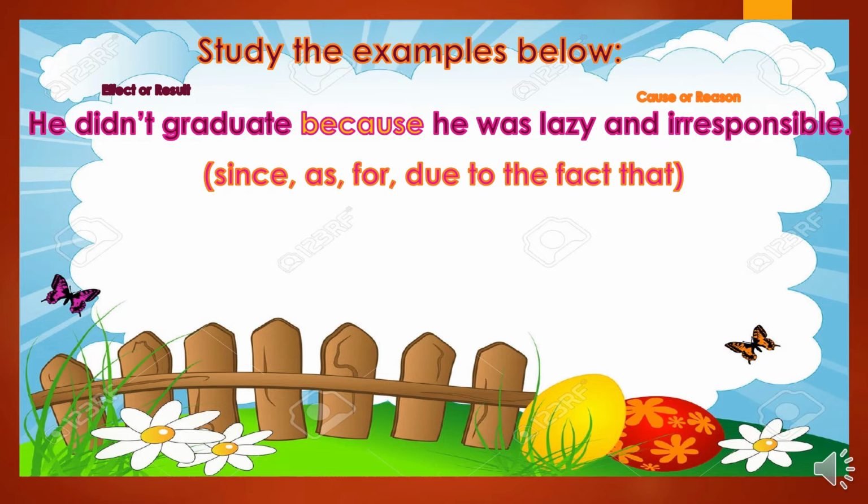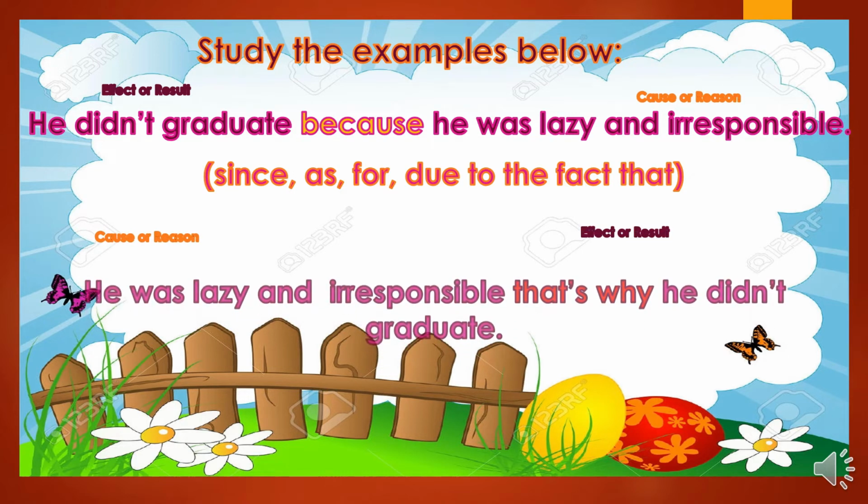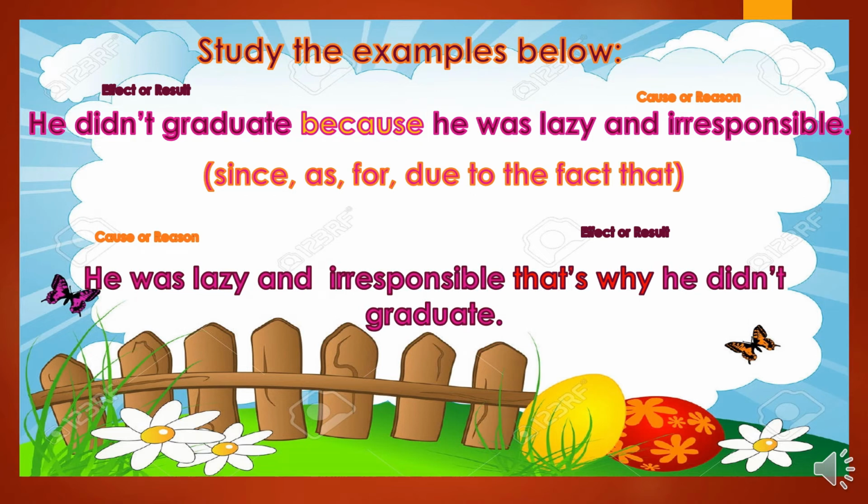He didn't graduate for he was lazy and irresponsible. He didn't graduate due to the fact that he was lazy and irresponsible. From cause or reason to effect or result, we have: he was lazy and irresponsible, that's why he didn't graduate.